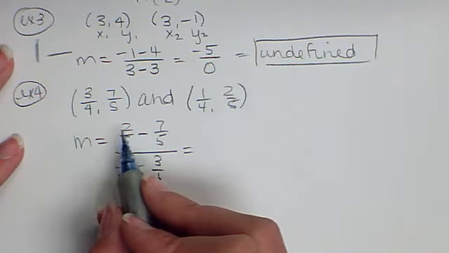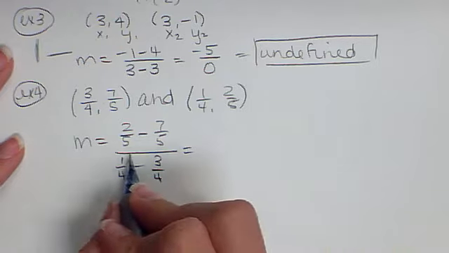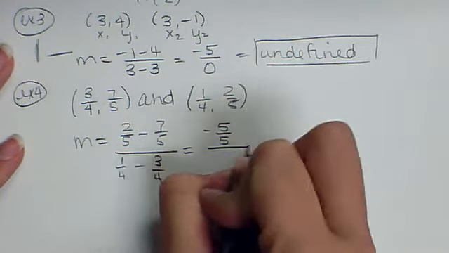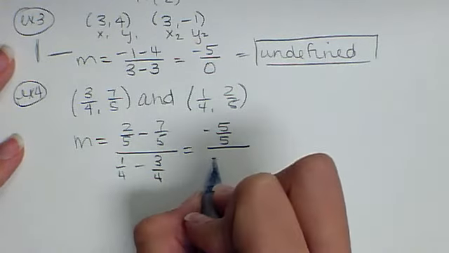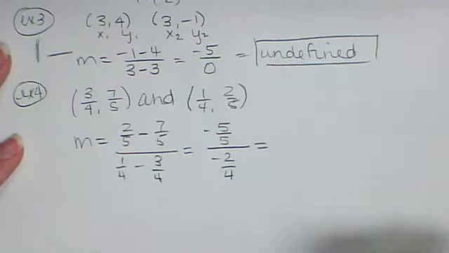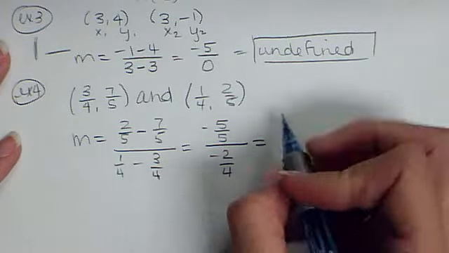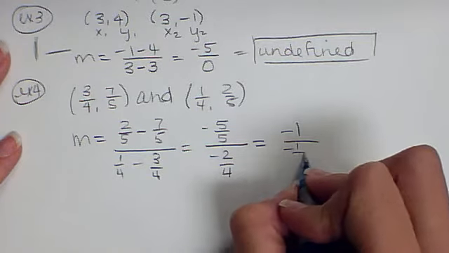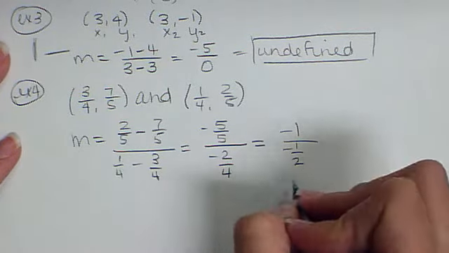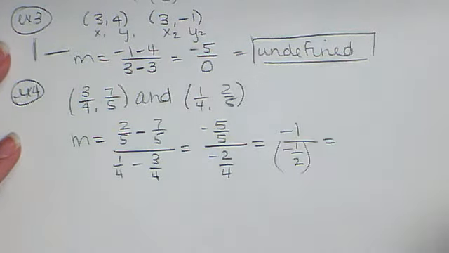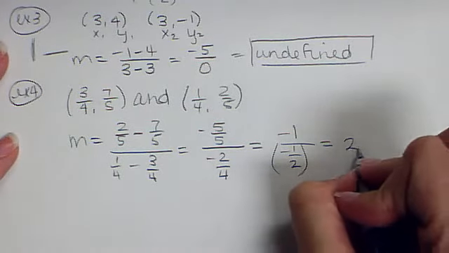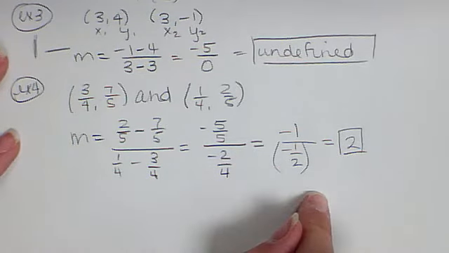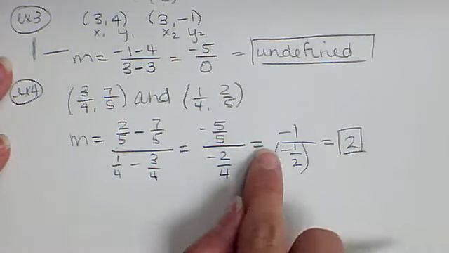Here we have 2/5 minus 7/5. They have a common denominator of 5, so I can just do 2 minus 7, which is negative 5 over 5. And on the bottom I have 1 minus 3, which is negative 2 over 4. I can reduce both of those fractions. Negative 5 over 5 is the same as saying negative 1. Negative 2 over 4 is the same as negative 1/2. And if I plug all this into my calculator right here, be sure you put the bottom in parentheses, I will get my answer, which is positive 2. And so my slope is 2. If you want to talk more about that at some other point, we can, why that comes out that way, but for now I would just use my calculator.